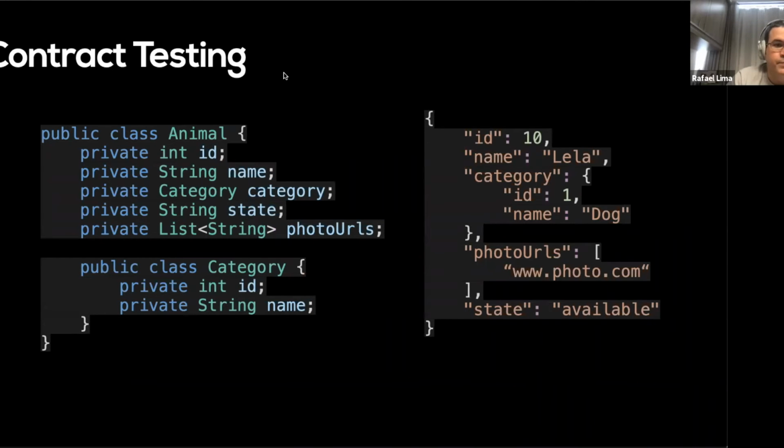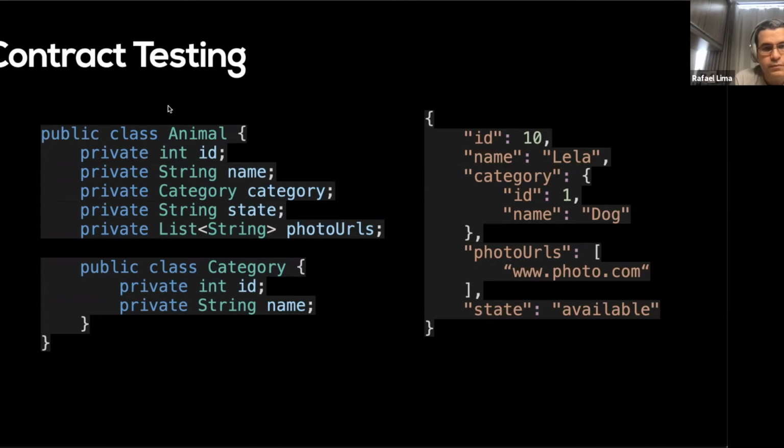So this is an animal. I'm going to have in my code, when I get this and when I'm deserializing this, I'm going to try to map the ID into a private int ID. The same for the name. The category is going to be mapped into a class category, which has ID and name as well. The photo is going to be a list of strings. So if anything is different than what is expected in the animal class, it's going to give a parsing error, right? And that's when the contract starts to fail, right?